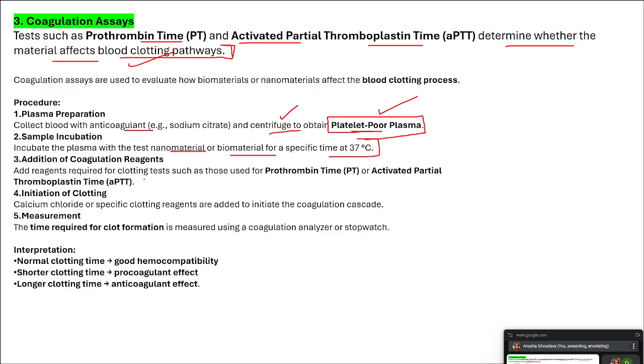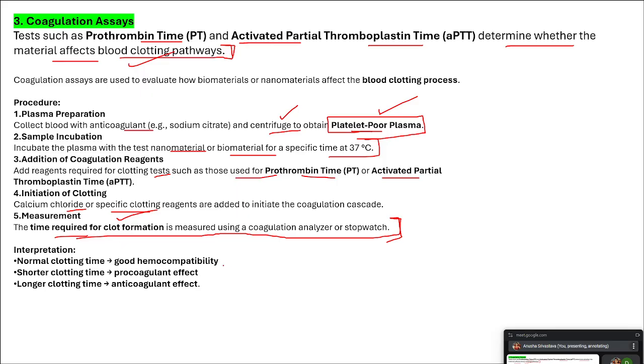Incubate the plasma with the test nanomaterial or biomaterial for a specific time at 37 degrees Celsius. Add reagents required for clotting tests, such as those used for prothrombin time or activated partial thromboplastin time: calcium chloride or specific clotting reagents. Then the time required for clot formation is measured using a coagulation analyzer or stopwatch. In this, we analyze how much time it's taking for the clot formation to happen, because we have already taken the platelet poor plasma.